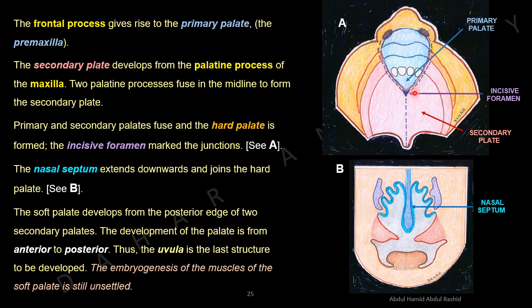The nasal septum extends downwards and joins the hard palate. Figure B. This is the nasal septum. The soft palate develops from the posterior edge of the 2 secondary palates. The development of the palate is from anterior to posterior. Therefore, the uvula is the last structure to be developed. The embryogenesis of the muscles of the soft palate is still unsettled.